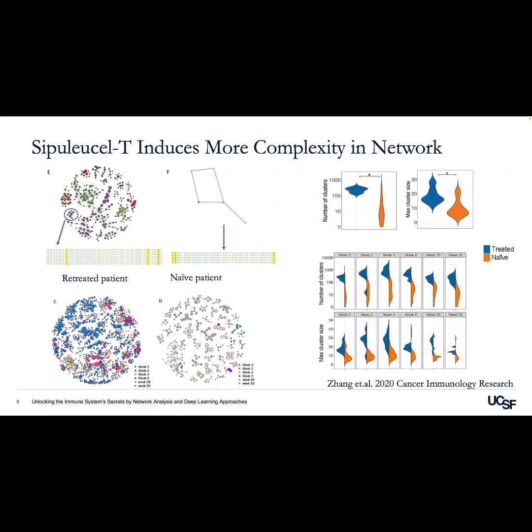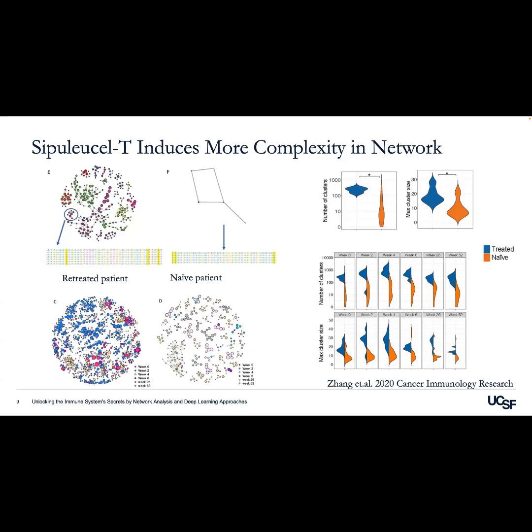So the first one, sorry, those two networks were based on the samples from retreated patients and naive patients. Okay, and this is just one patient each. And then this is the baseline. So you can see that before the treatment, the network is already very complex. Here we only plotted the clusters with at least 5 nodes. And if it's more than 1,000 nodes, we only plot the top 1,000 nodes.